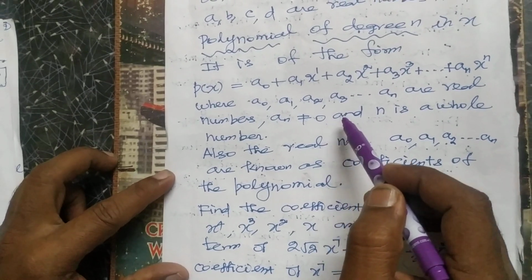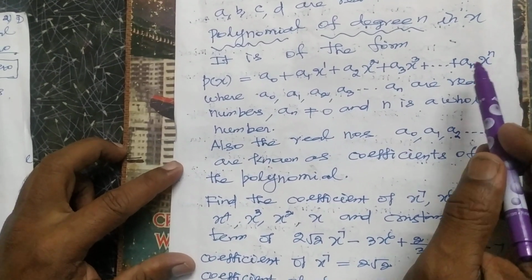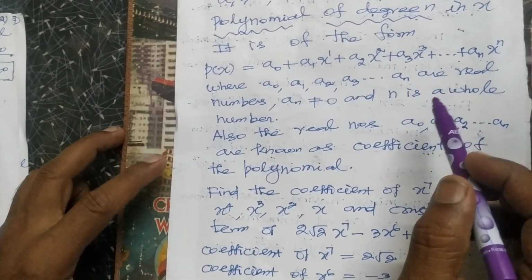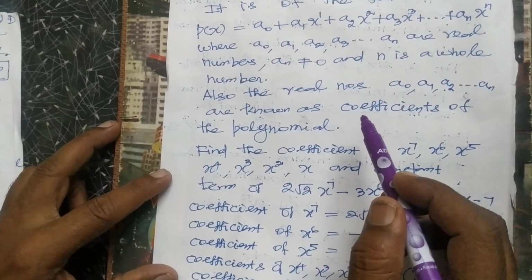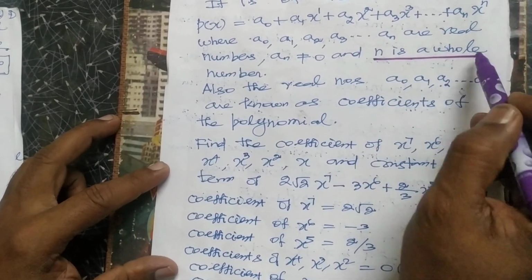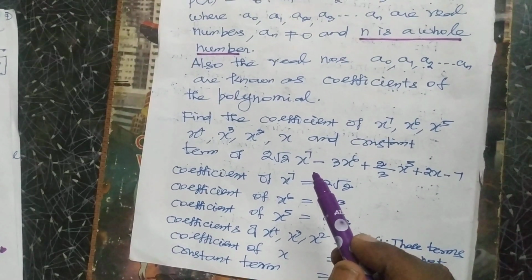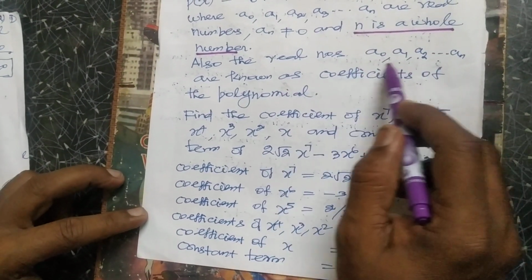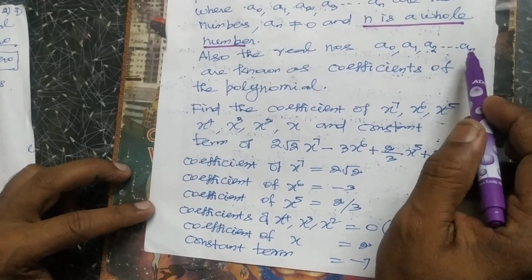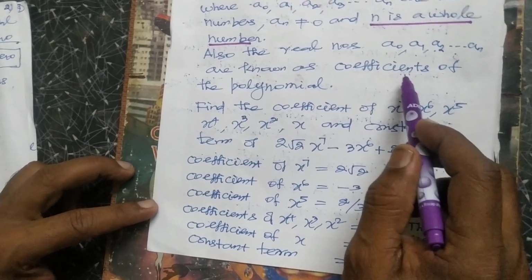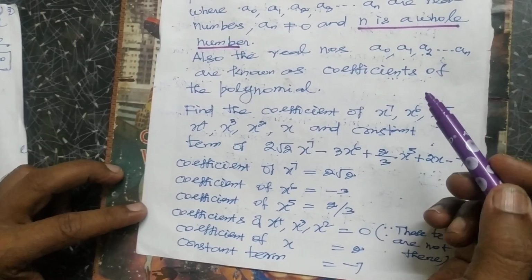The coefficient of the highest power of the variable should not be 0. And n is a whole number. That is most important. For a polynomial, n must be a whole number. Also, the real numbers a0, a1, a2, etc. up to an are known as the coefficients of the polynomial.